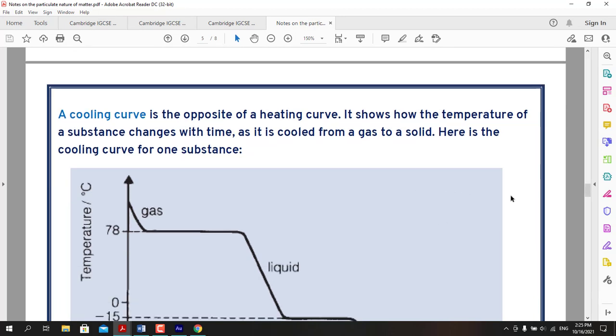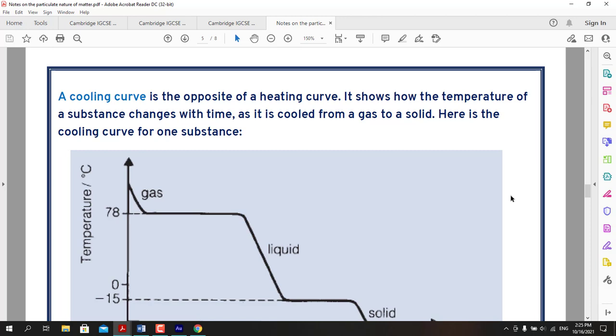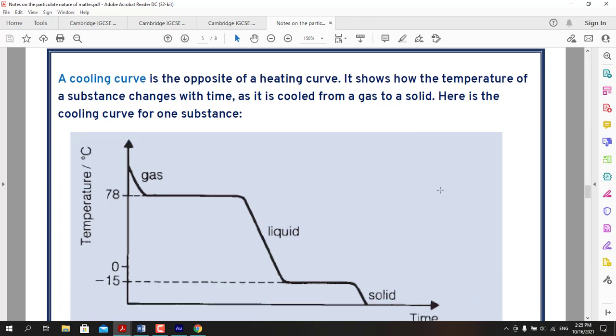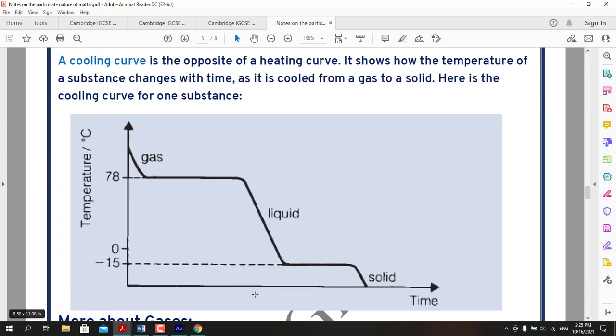Now to a cooling curve. A cooling curve is the opposite of a heating curve. It just shows how the temperature of a substance changes with time as we cool it from a gas to a solid. So now we have a cooling curve for a substance.